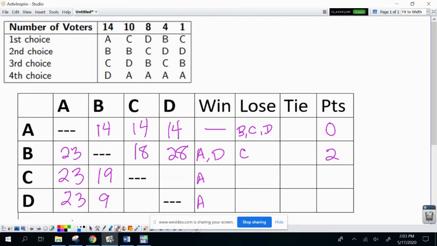Let's fill out the rest with C and D. We need to do C versus D. That's really our last comparison. Let's see where C is preferred first, which is in this column and this column. Loses to D here, loses to D here, but wins right here. So we have 25 points that C gets up against D. D would get the rest, which is 12, which means C wins the head-to-head battle against D.